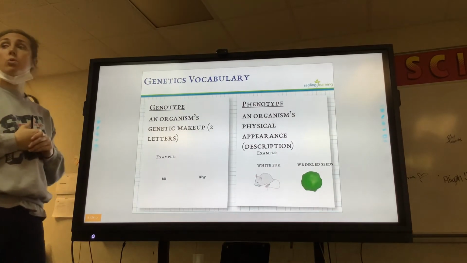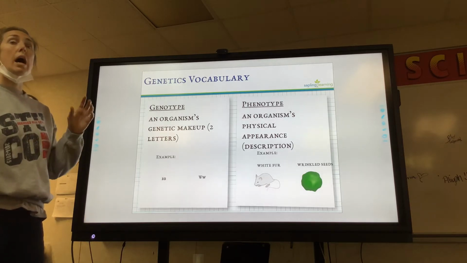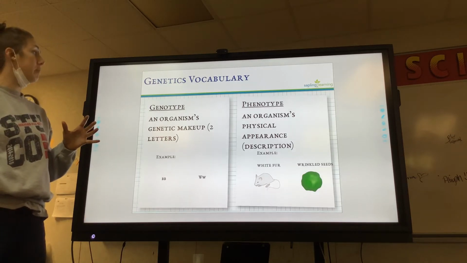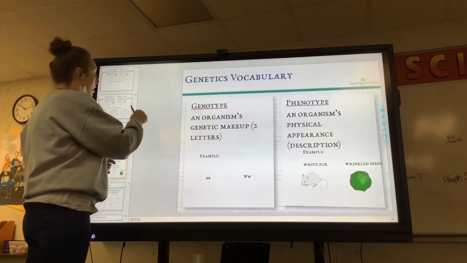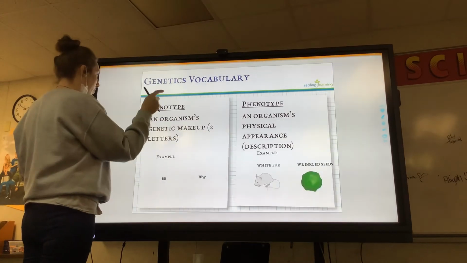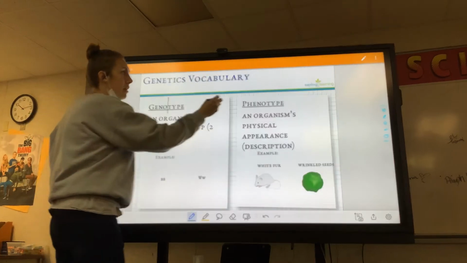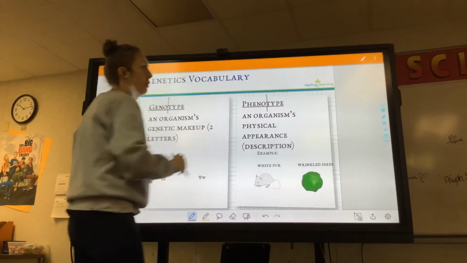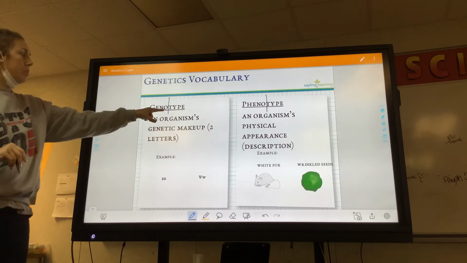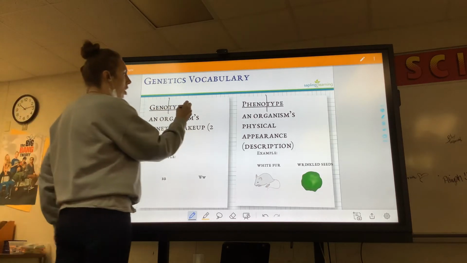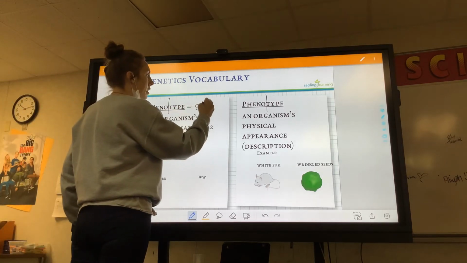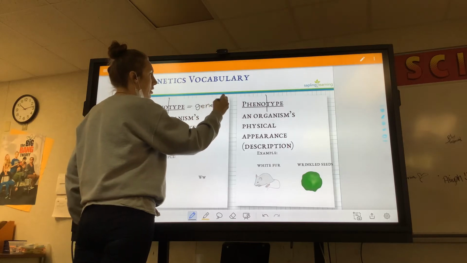Now, here are 2 words. Turn to this page. I'm going to say these words a lot, so you have to know what they mean. Genotype, phenotype. Okay. Genotype are your genetic, write this down, genes.